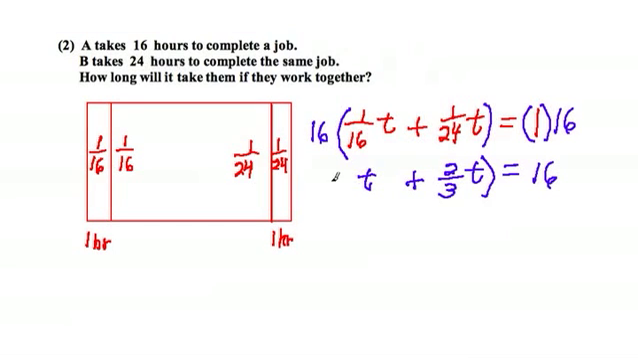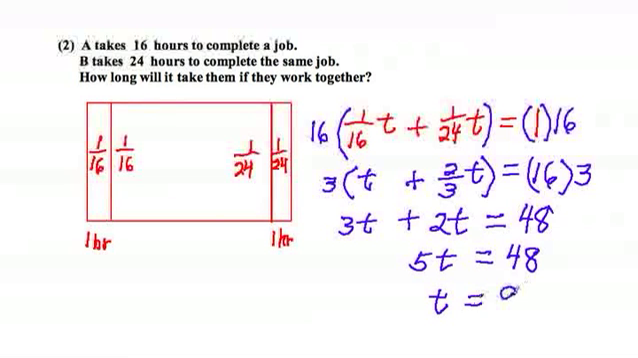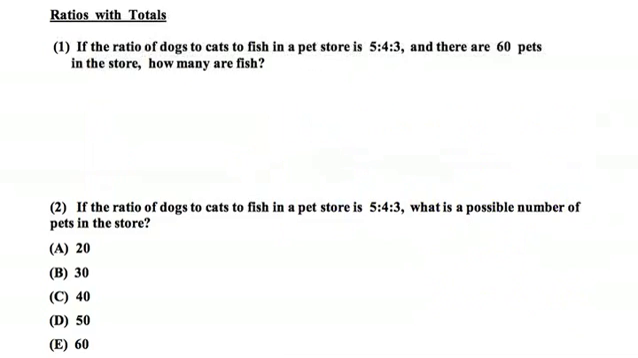Now to get rid of the 3, we multiply both sides by 3, so we get 3t plus 2t is equal to, we have to multiply this by 3, is equal to 48, and 5t is equal to 48. Divide both sides by 5, t is equal to 9.6 hours.